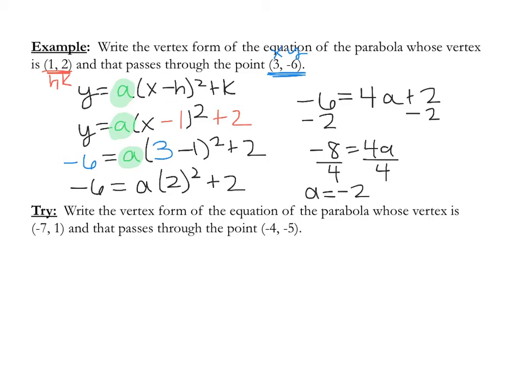Your final answer is to answer the question. They wanted the vertex form of the equation. So it's going to be y equals negative 2 parentheses x. Make sure you're plugging the vertex back in, not the point. So it'll be x minus 1 squared plus 2. That's our answer for this problem.